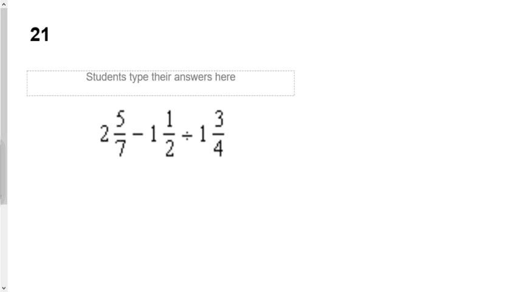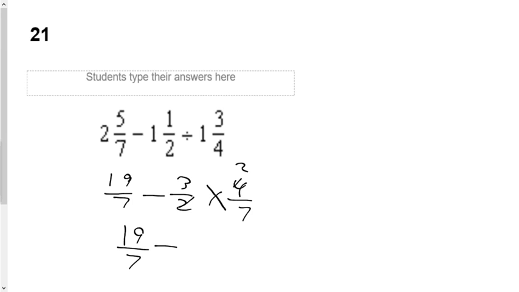For question 21, we have mixed fractions up the wazoo. I'm going to change them all to improper to start. So 19/7 take away 3/2 divided by 7/4 will become, instead of dividing by 7/4, we're going to multiply by the reciprocal. At this stage, I'm going to go 19/7 take away 6/7, because I'm going to cross-reduce that, equals 13/7, which is 1 6/7.